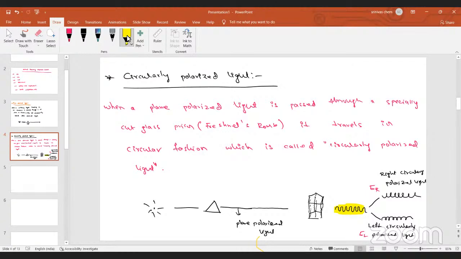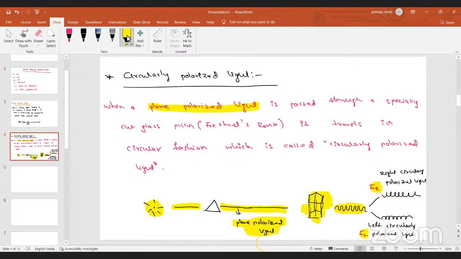So what is plane polarized light? When light passes through a prism, it travels in only one direction. It's called plane polarized light. When light in all directions passes through a Nicol prism, it travels in only one direction. That is the definition of plane polarized light. Next, the definition of circularly polarized light. When plane polarized light passes through a specially cut glass prism, that is a Fresnel's rhomb, it travels in circular fashion, which is called circularly polarized light. These circularly polarized lights consist of two components. The first one is ER, the right circularly polarized light, and the second one is EL, the left circularly polarized light.